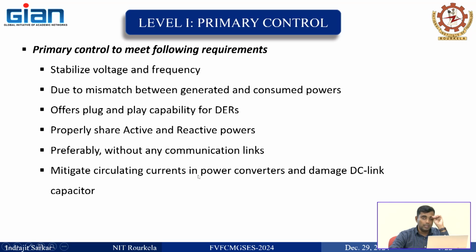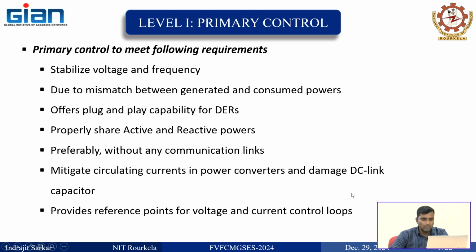Now whenever there is a parallel connection of anything, whether it is a capacitor, a battery, or a power converter, a circulating current will exist. It has to. So it will mitigate, and mitigate means it will not make it zero. It will minimize the circulating current among the power converters. Also, it will take care of the DC link capacitor, which is one of the weakest links in a system. So it generates the voltage and current references.